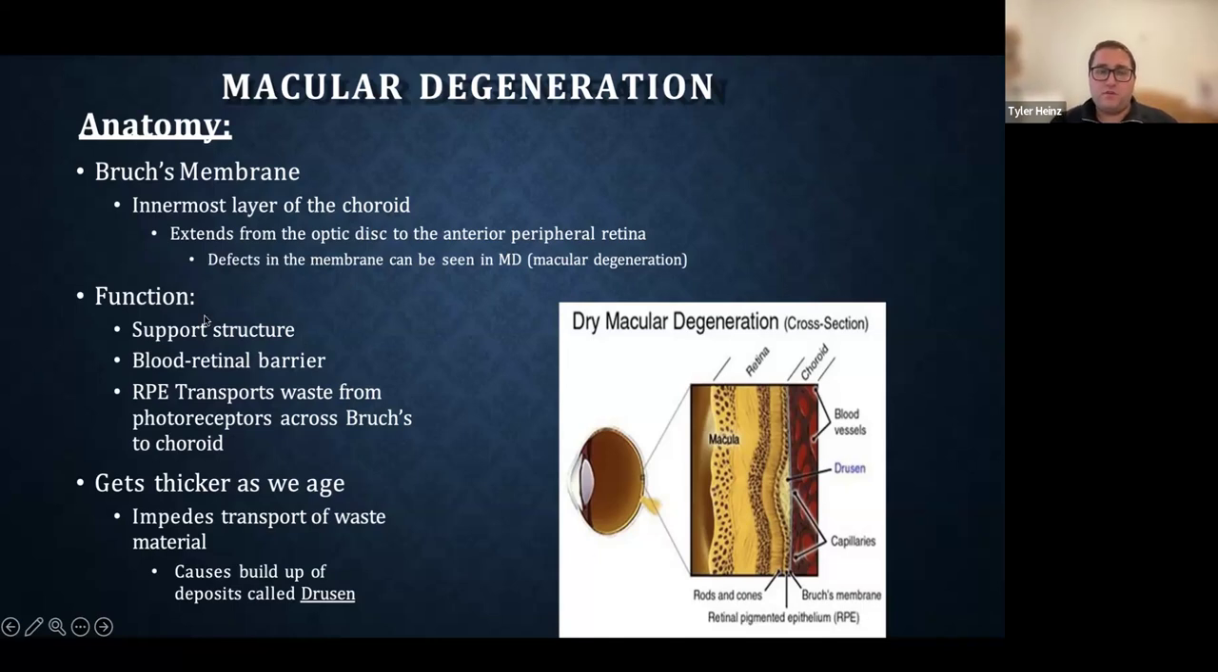The function is, of course, our support structure, our blood retinal barrier. The RPE, remember, that's our retinal pigmented epithelium. That transports waste from the photoreceptors across Bruch's membrane to the choroid. Now, remember, like I said earlier, changes in the RPE mean that there's starting to be cell death, because the RPE, the retinal pigmented epithelium, that's our transporter of waste.